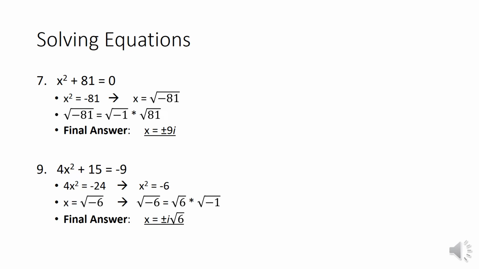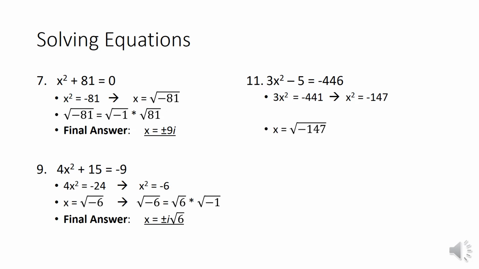All right, let's do one more of these example problems. All right, so 11, go ahead and try and solve that. All right, so what we're going to do is we're going to try to isolate x squared, and that's eventually just going to be x squared is equal to negative 147. Take the square root of both sides to get x is equal to the square root of negative 147.